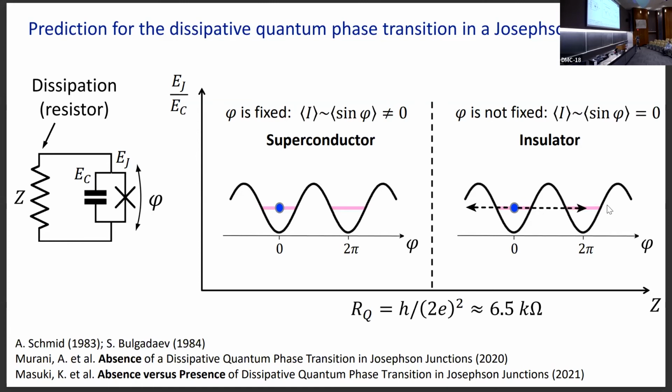And as I mentioned, it was predicted a long time ago. It's not a hard problem to calculate, and there are multiple works using different numerical and analytical methods to establish this transition. But the problem is that there was no experiment which could prove that this transition exists. And actually, some experiments claim that there's no such thing.